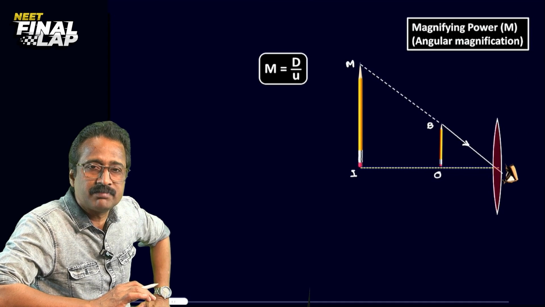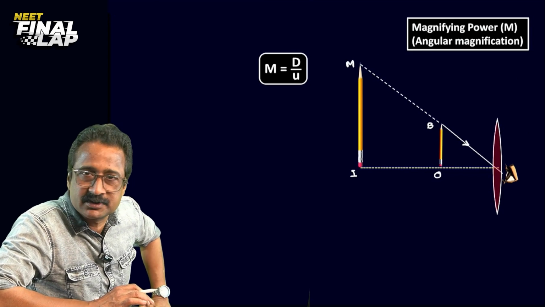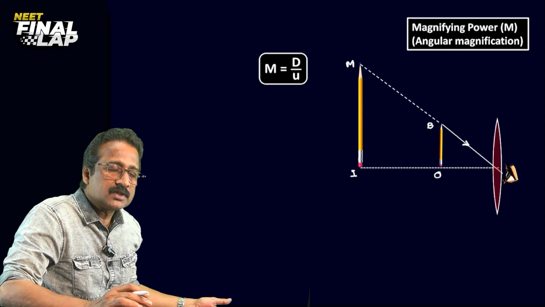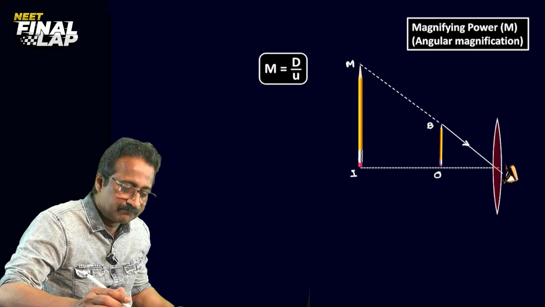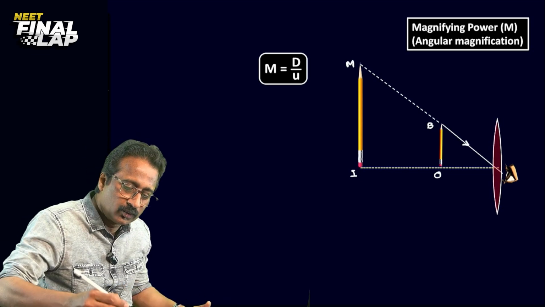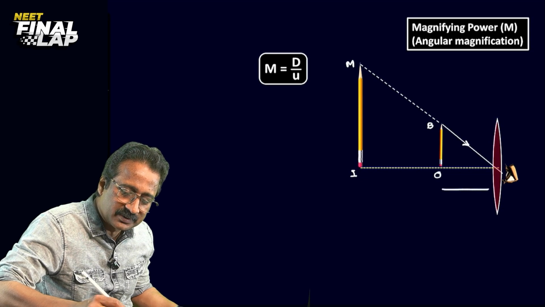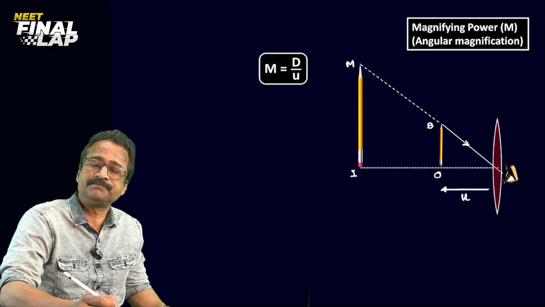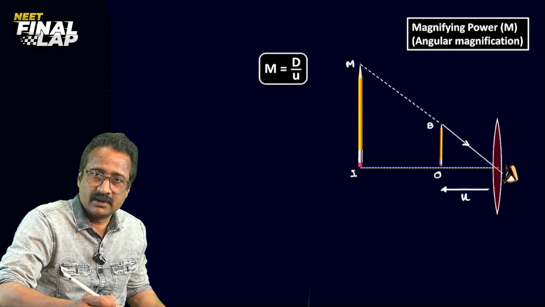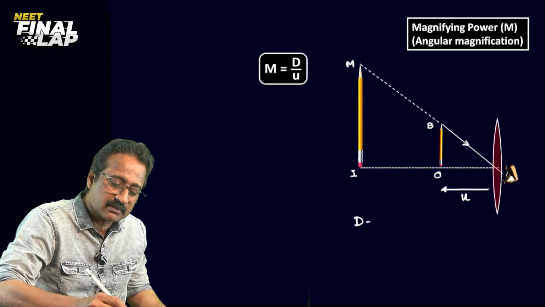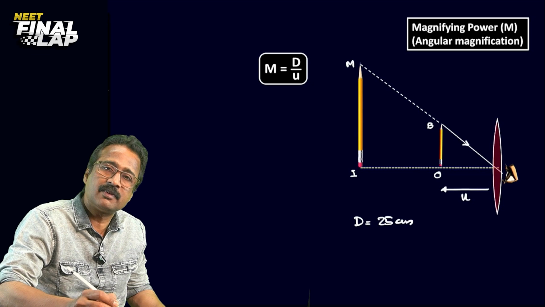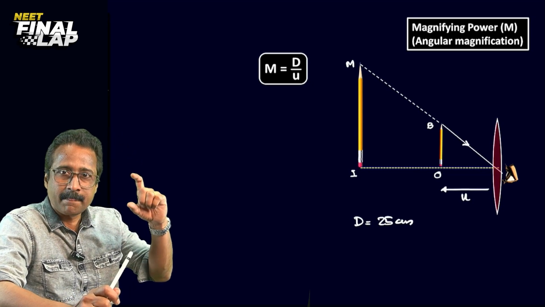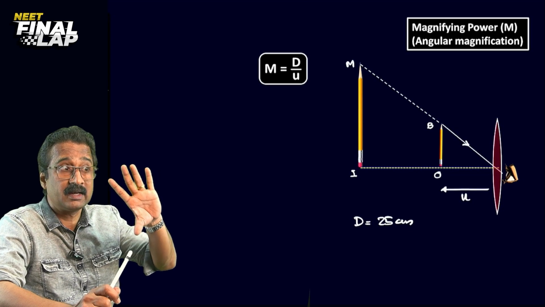Let me directly come to an expression for magnifying power that you have to get by heart. The magnifying power of a simple microscope is given by a simple expression, m is equal to d by u. Now, what is this d? What is this u? I'll explain in the same figure. U is very simple. U is the distance at which the object is placed from the lens. So this distance is u. Now, what is this d? For a human being, d is equal to some 25 centimeters. You remember what that is? 25 centimeters is the distance at which an object will appear to be the largest in size.